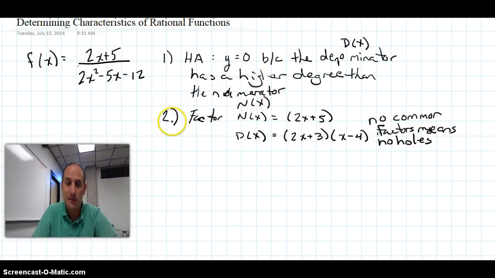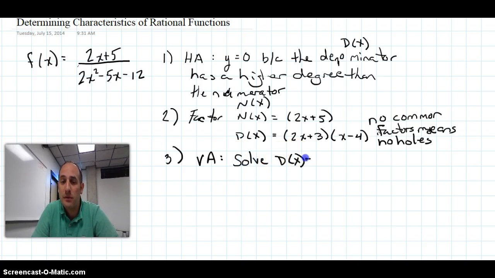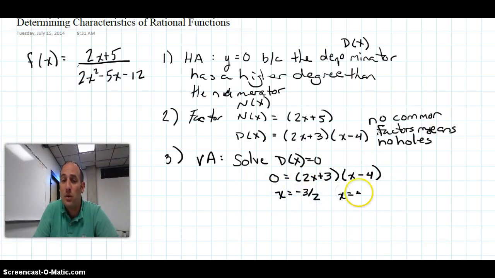So the next thing we're going to be looking for is the vertical asymptotes, if there are any. And what we do there is we solve d of x equals 0. So in this case, we're going to say 0 equals, and we've already factored it, so let's use the denominator that's factored. It's much easier to solve that. This is going to give us x equals negative 3/2 and x equals 4 for vertical asymptotes.